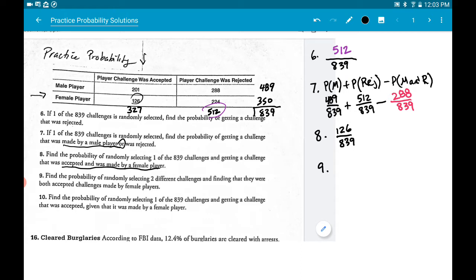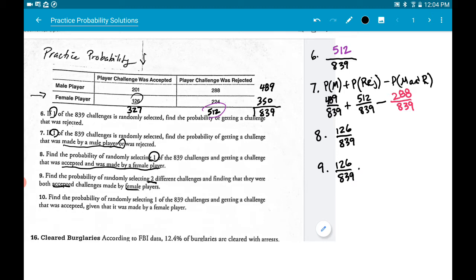Number 9, find the probability of randomly selecting 2 different challenges and finding that they were both accepted challenges made by female players. So the difference between this one and the last few is that you're now looking at 2 events. The last few you were just looking at 1 event. And so the first event is that you're finding an accepted challenge made by a female. And so accepted made by a female, it looks like is that 126 over 839. And that was the answer to number 8.